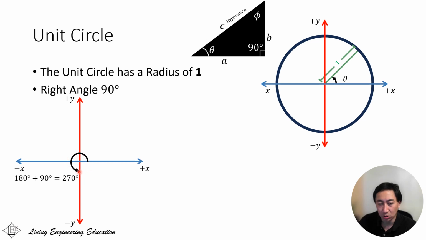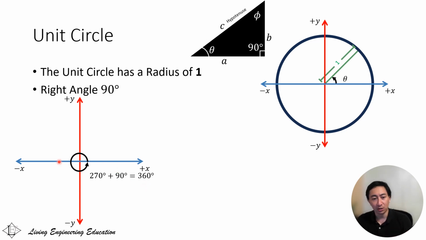But for now, we're just going to go in the counterclockwise direction. And then if I go all the way from the positive x direction all the way back to the positive x direction, do a full cycle, that's 360 degrees. And so you're probably familiar with that one, right? So 90 degrees, 180 degrees, 270 degrees, and 360 degrees.